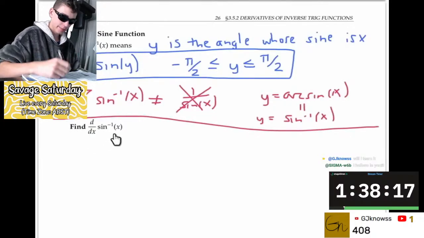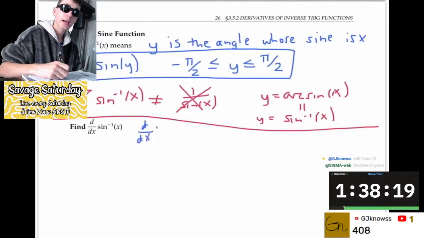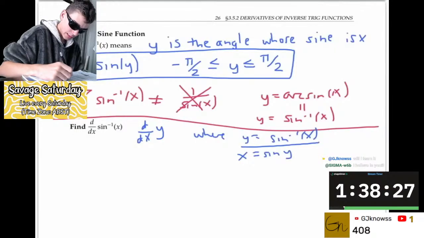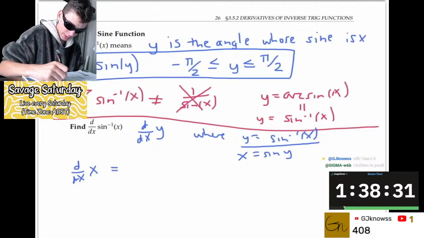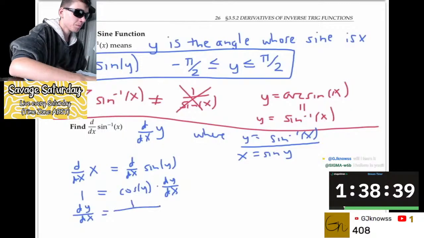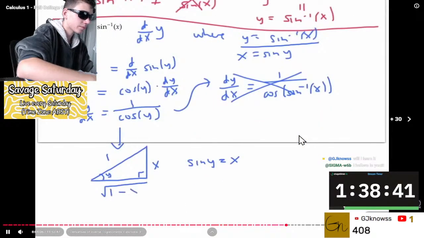We want to find the derivative of sine inverse of x. In other words, the derivative of y with respect to x, where y is sine inverse of x. I'm going to rewrite this equation here as x equals sine y, and then use implicit differentiation. So taking the derivative of both sides with respect to x, I have derivative of x is equal to the derivative of sine y. In other words, 1 is equal to cosine of y times dy dx. Solving for dy dx, I have that dy dx is 1 over cosine y.